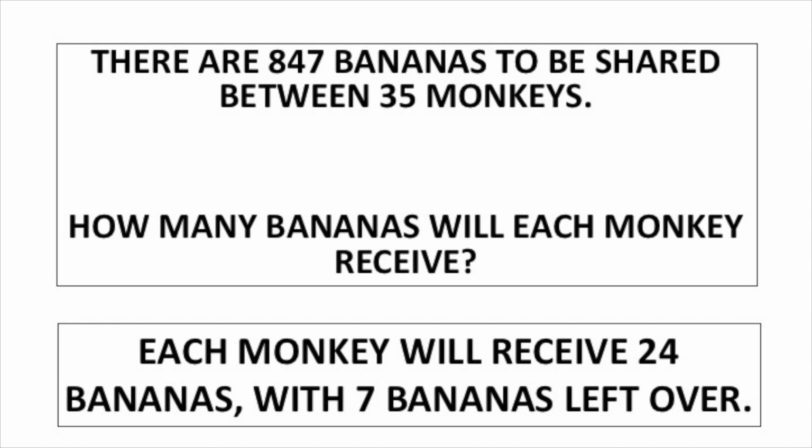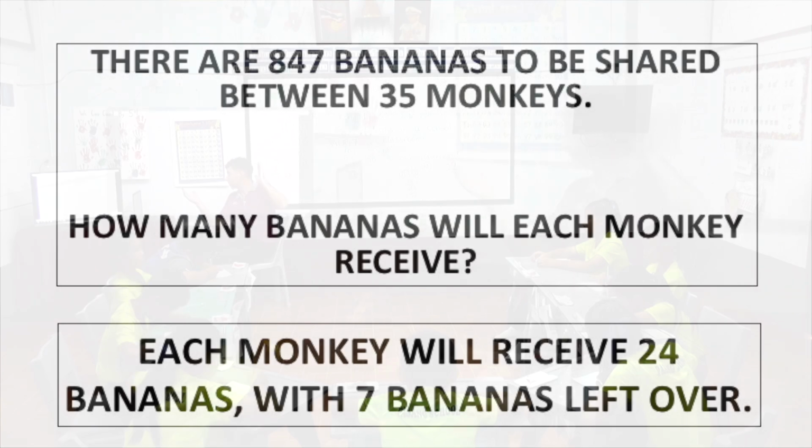We can say each monkey will receive 24 bananas, with 7 bananas left over. Because our remainder is at the end of the calculation, we still have to account for it in our word problem. Any questions, guys? That was brilliant. Very well done.